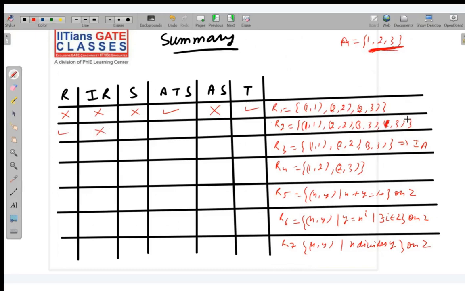What about symmetric? 1 3 is there. Where is 3 1? Absent. So symmetric is not there. Antisymmetric: 1 3 is there, 3 1 should be absent. Yes, it is absent, so it is antisymmetric. Asymmetric? No. Why? Because it needs to be irreflexive as well as antisymmetric, then asymmetric.